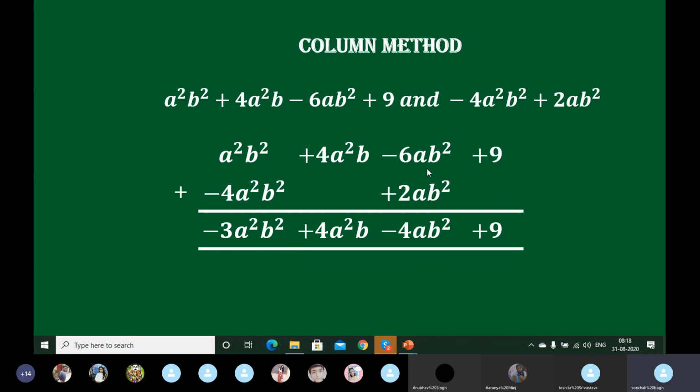9 plus 0 is 9. Minus 6ab square plus 2ab square is minus 4ab square. Plus 4a square b plus 0 is, when nothing is given, that means 0. So 4a square b plus 0 is 4a square b. A square b square minus 4a square b square is minus 3a square b square. Any confusion in column method?